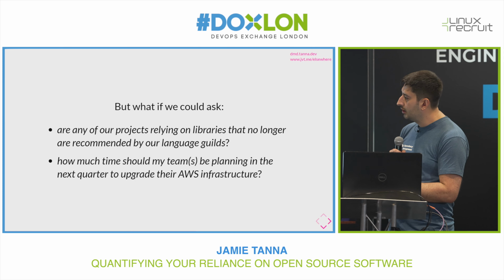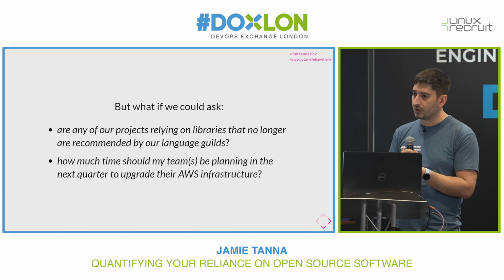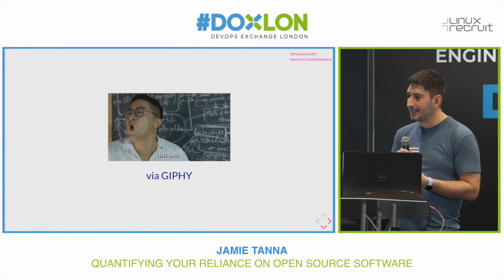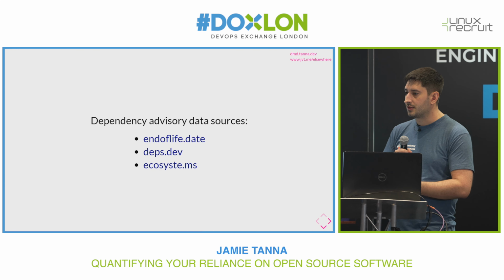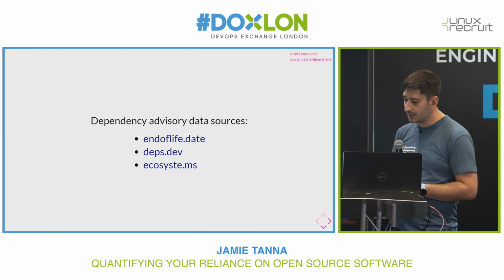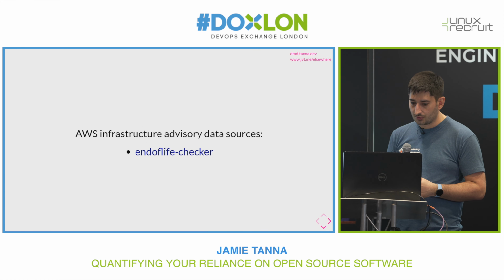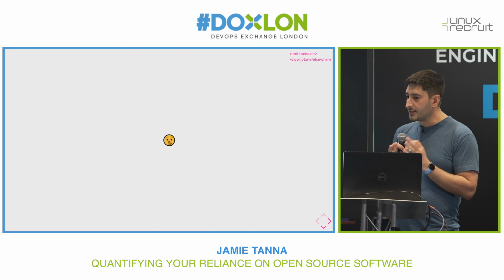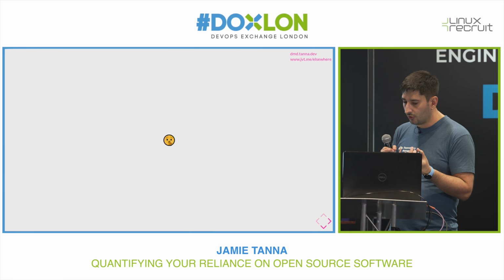Or how much time should my team be planning for the next quarter to upgrade their AWS infrastructure or their versions of things like Node.js? And to do this, we need more data to be able to solve that. So there's a few different APIs that are all open and available that we take advantage of, as well as AWS infrastructure information. But the thing is, that's all public data, but as I mentioned, you probably have internal libraries and tooling that isn't going to be publicly known about.